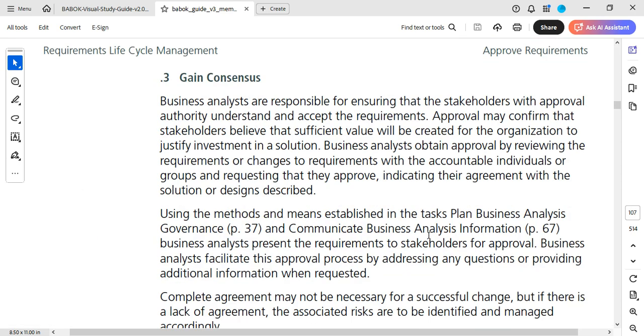So, gain consensus. Business analysts are responsible for ensuring that the stakeholders with approval authority understand and accept the requirements. Yes, people just don't sign up on stuff they don't know anything about. Okay, approval may confirm that stakeholders believe that sufficient value would be created for the organization to justify investment in a solution. Business analysts obtain approval by reviewing the requirements or changes to requirements with the accountable individuals or groups and requesting that they approve, indicating their agreement with the solution or designs described.